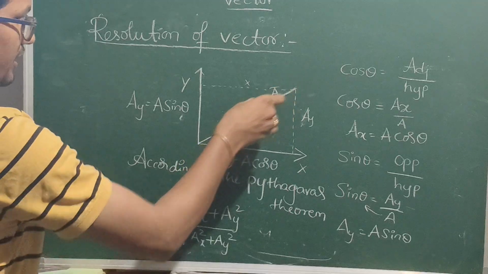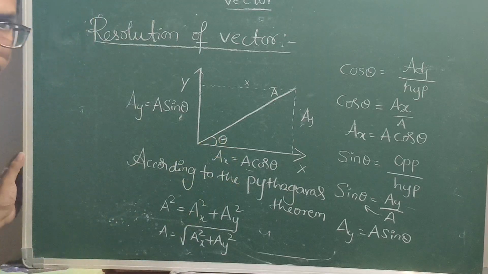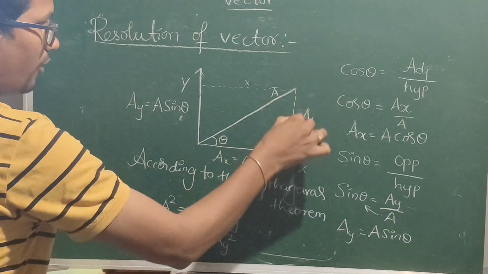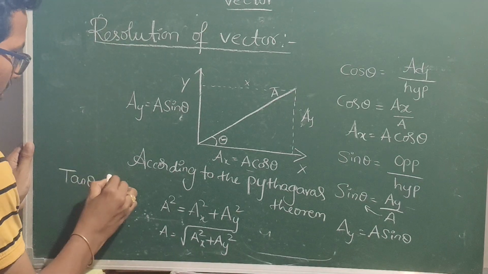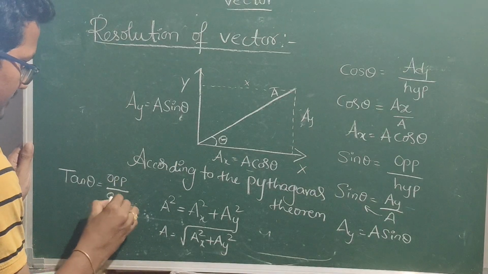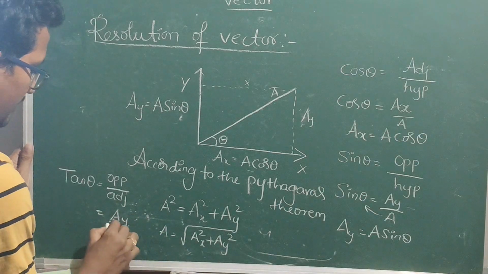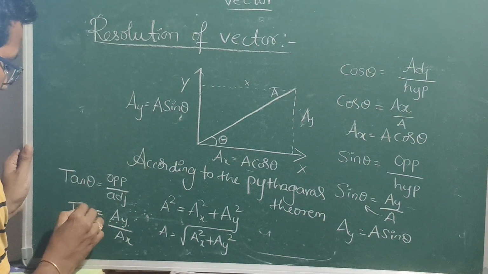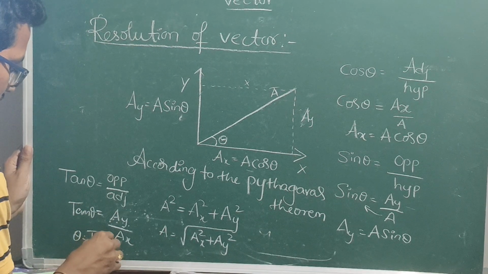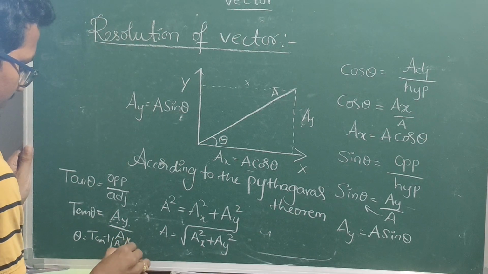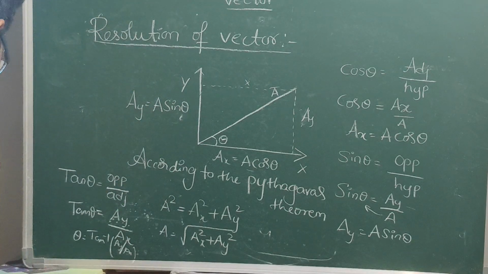This is what we want to find, the resultant vector. The direction can be explained by the angle theta. We want to know about the opposite side and adjacent side. Which component can we apply? Tan component. Tan theta is equal to opposite side by adjacent side. Opposite side means Ay, adjacent side means Ax. That's tan theta, so we got the direction also. Then theta is equal to tan inverse of Ay by Ax.